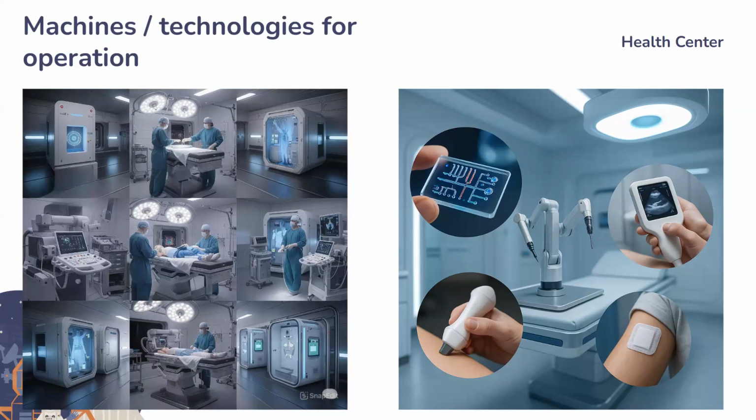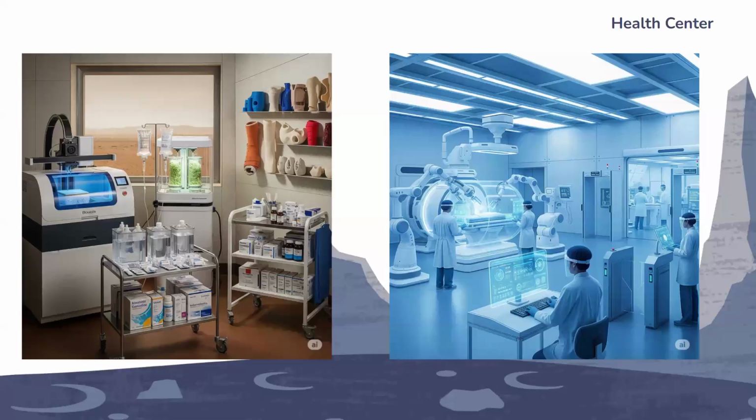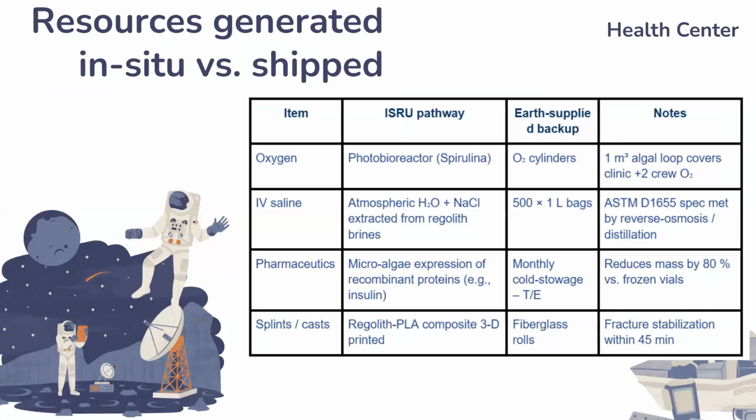Yeah, so you can see here the pictures of all of these, the miniature robot, the lab on chip, and the vital patches. And this is more illustration, a little bit futuristic illustration. Then we come to the resources generated in situ versus shipped.